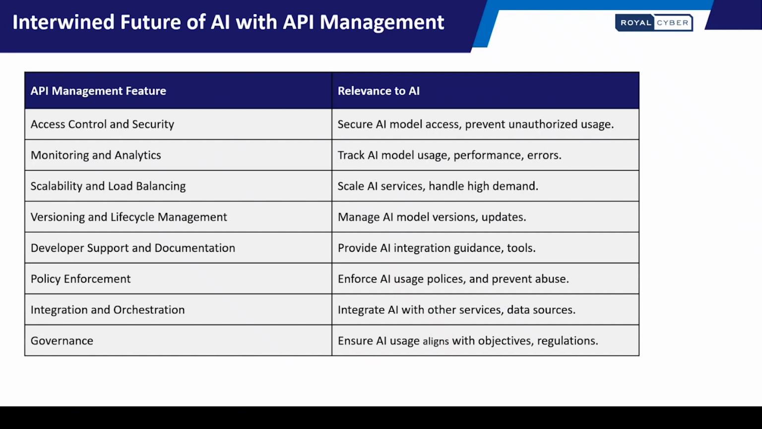Policy enforcement helps allow the definition and enforcement of policies such as throttling, quotas, and caching. Policies can control the usage patterns of AI services, ensuring that resources are used efficiently and preventing abuse. For example, rate limiting can prevent excessive requests to an AI service, which can help maintain performance and availability.